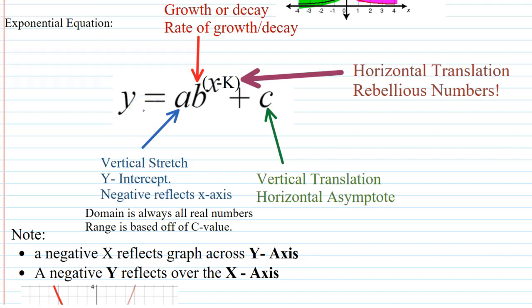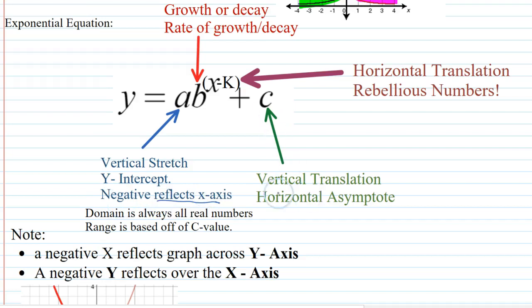This is the basic formula. We have y is equal to a b to the power of x minus k, plus c. It's important you know what all these do. So we just said our growth or decay factor, or rate of decay, is the b value, our base. The a value in front, that stretches it. It's a vertical stretch. It's going to affect our y-intercept, and if it's negative, it reflects it across the x-axis.